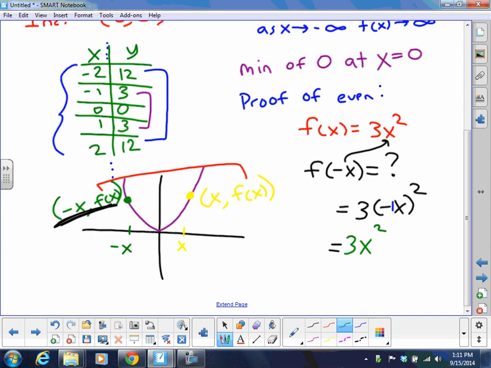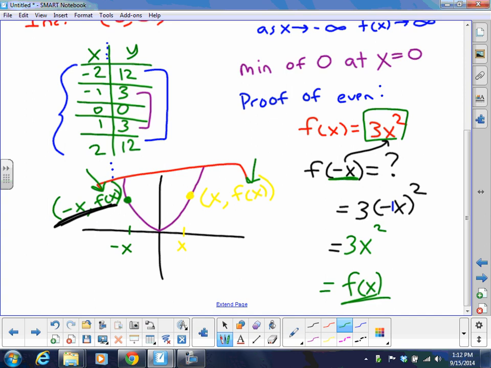And what do you notice? That was what we started with. That was f of x. So we showed that it's going to be the same as the y value was on the right side of the equation. And if you've done that, I've shown that that'll work for any x I want. If I put the negative in, I'm going to get the same y value as if I would have put the positive in. That's how you get that even symmetry, and this proves it.